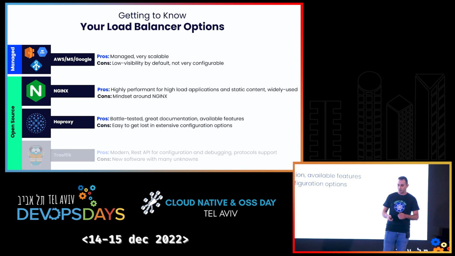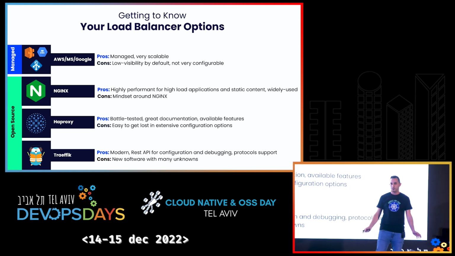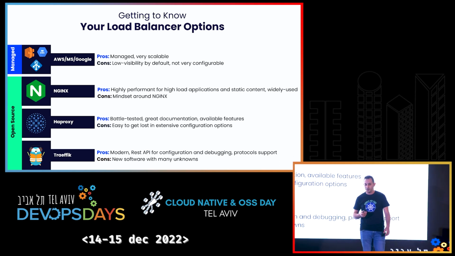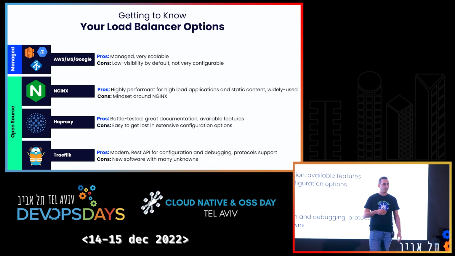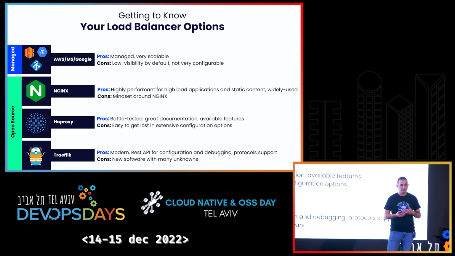And the last load balancer we're talking about is Traefik. It's a bit more modern, I think 5 years old or something like that. It has a REST API for configuring and debugging it. It supports newer protocols like HTTP2, gRPC, and things like that very well compared to others. The thing with Traefik is that, because of it being new, it has a lot of unknowns around it. Fewer people are using it. It has a smaller community, for example, than nginx.